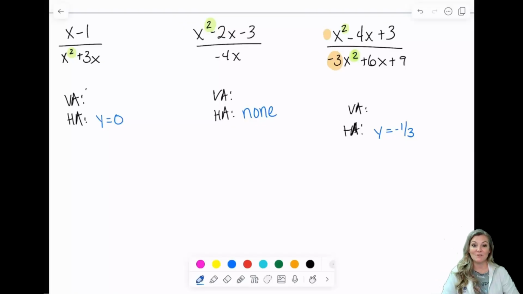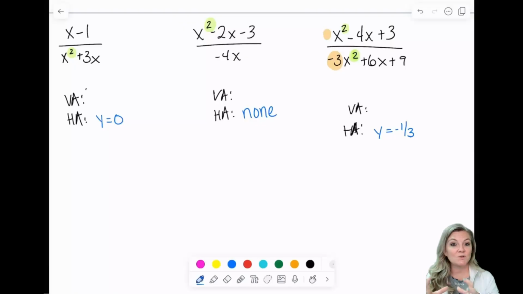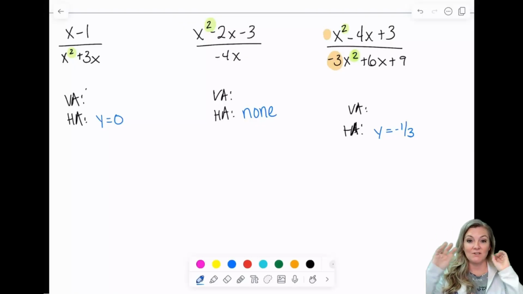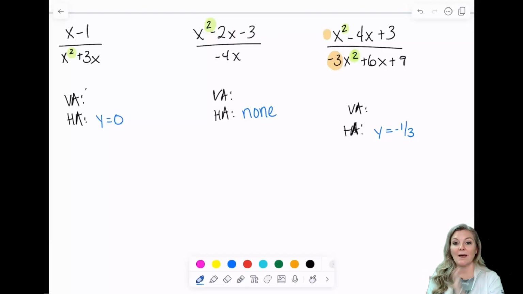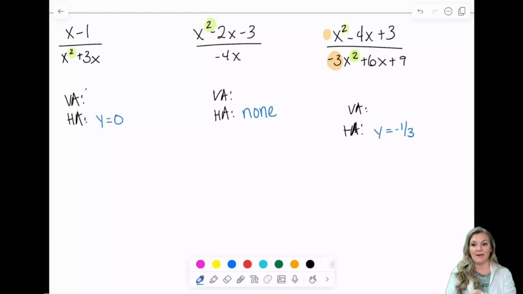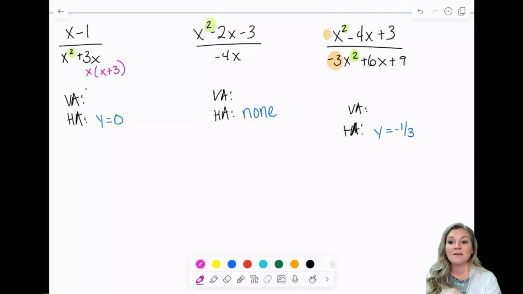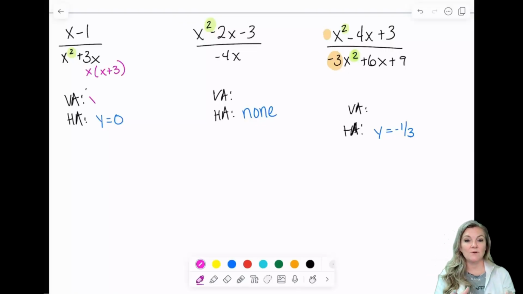Then vertical asymptotes, you do have to factor it. So I'm going to factor this first one. 2 terms should immediately be thinking GCF. So I have a GCF of an x. Dividing both terms by x, I get x plus 3. Set each of those factors equal to 0. So that means my vertical asymptotes are 0 and -3. So I have 2 of them.